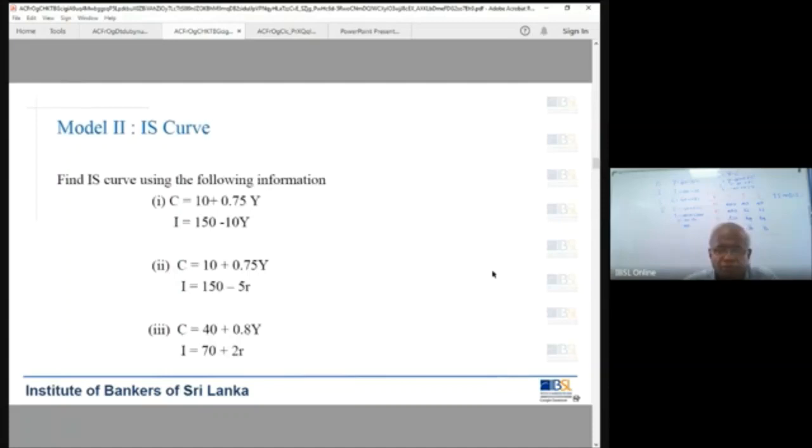C equals 10 plus 0.75Y. I equals 150 minus 10R. I'm sorry, this changes to 10R. Cut this and change R to 10R: 150 minus 10R. Derive that. Please change that to 10R. Derive the IS curve for the first country, the first model. I'll give you 5 minutes. Can you derive that? Tell me the equation of the IS curve.